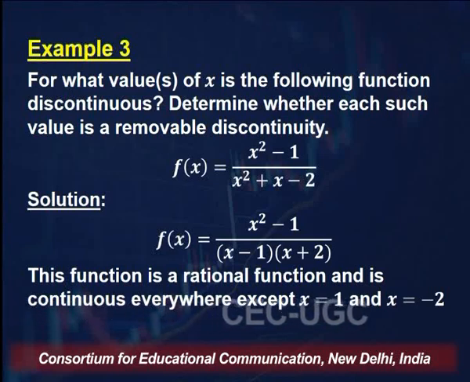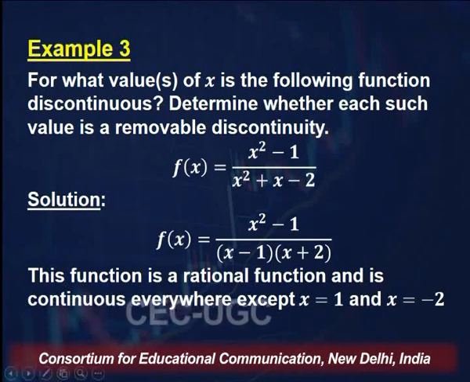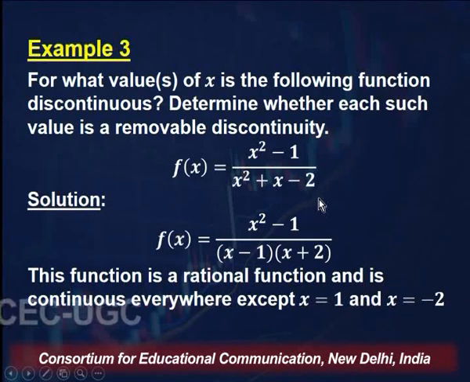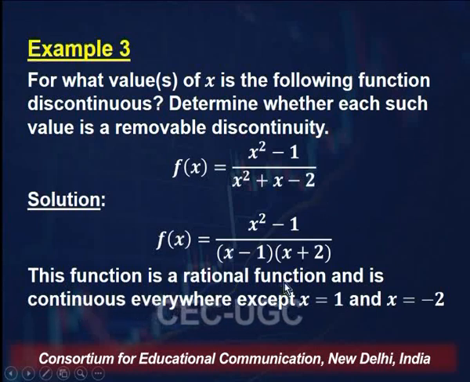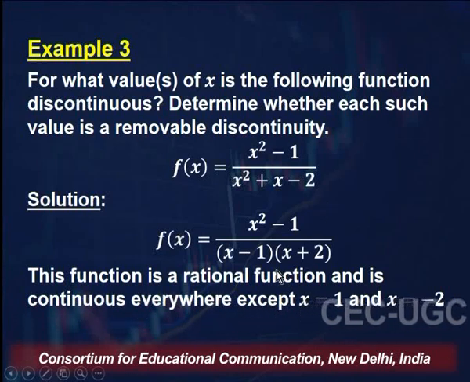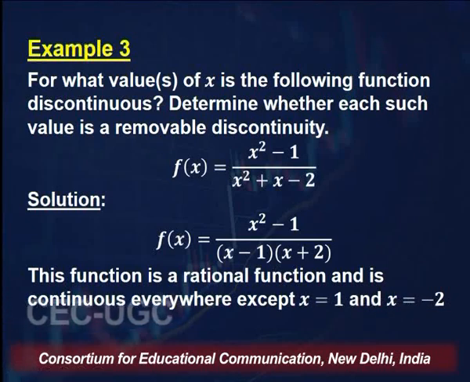And determine whether the discontinuity that you discover is a removable discontinuity or an irremovable discontinuity. First of all, note that the rational function is continuous everywhere except where the denominator is 0. What is the denominator? x squared plus x minus 2. Actually, you can factorize this to see that the function can be written as x squared minus 1 divided by x minus 1 times x plus 2.